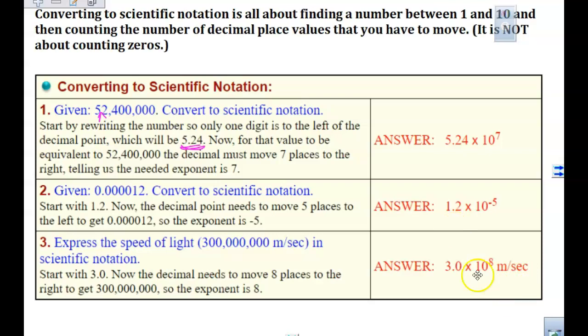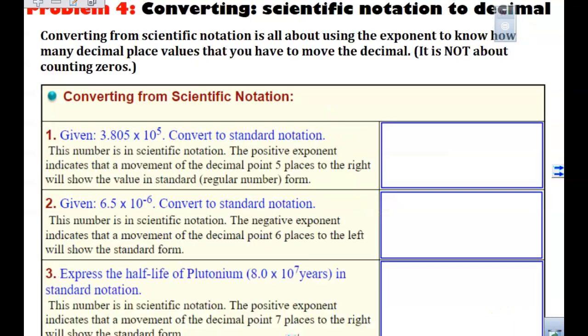So now as we are working on the bottom of this page, we want to convert them from scientific to standard form. So converting scientific notation, the thing to know is what the exponent is telling us. How many decimal places do we have to move? Don't count the zeros. That is key right here. It is not about counting the zeros. This is the biggest mistake that a lot of people make. This does not mean add 5 zeros.